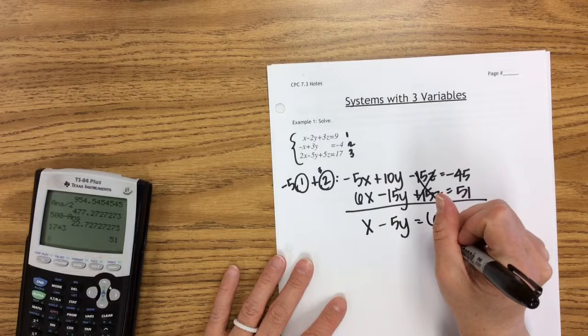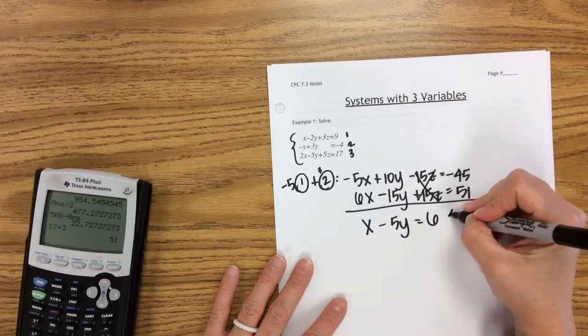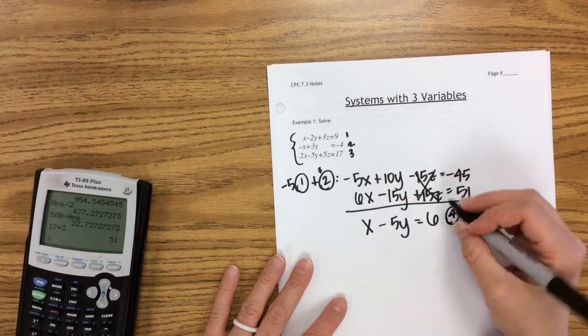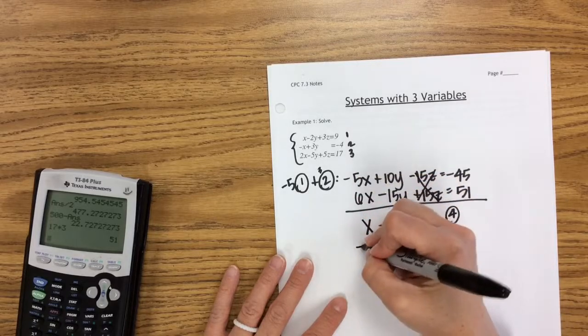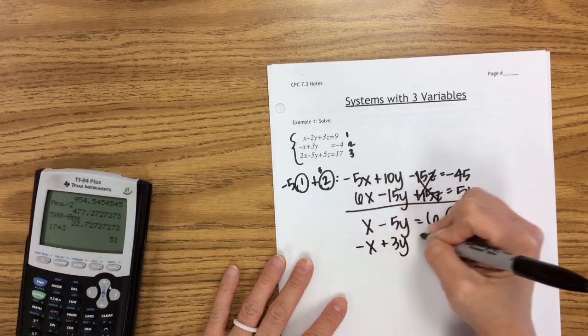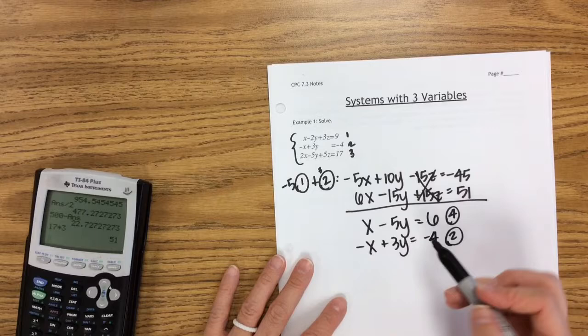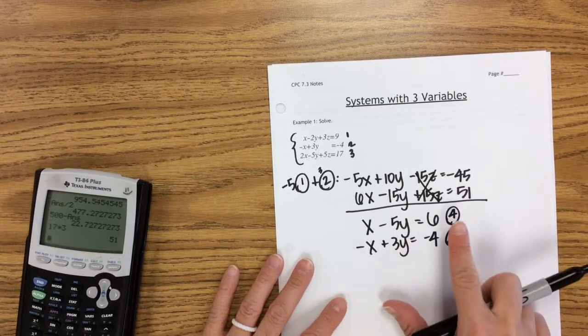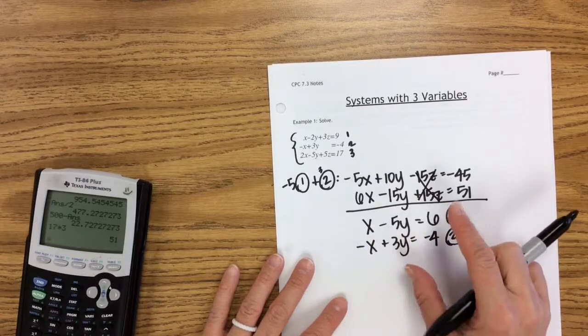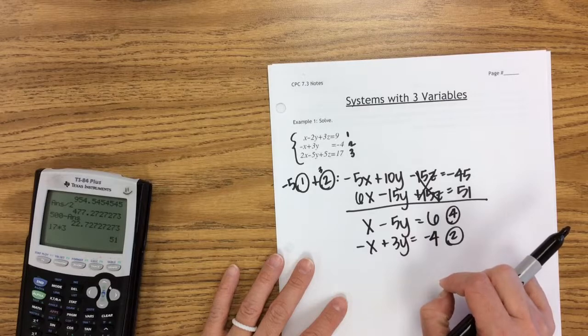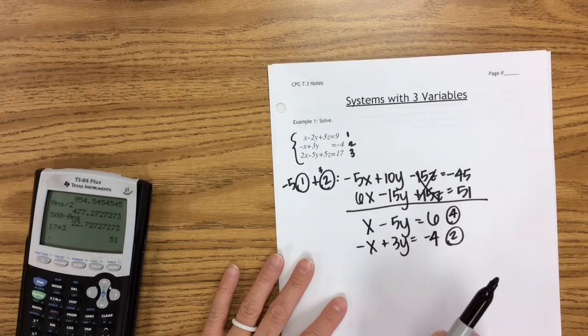So this equation is a new equation. I'm going to call it equation number 4. And I'm going to add it to equation number 2 because they're both just x, y equations. If you have 2 equations with 2 unknowns, you should be able to add those together, get something to cancel, and actually solve for a letter.